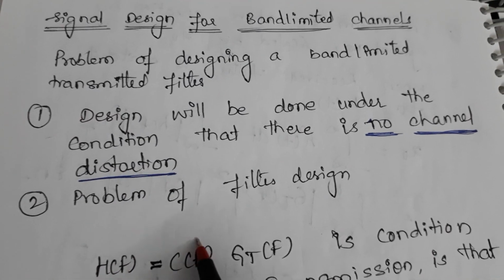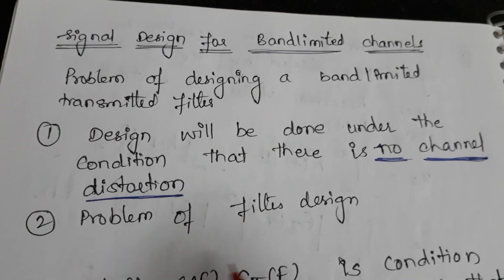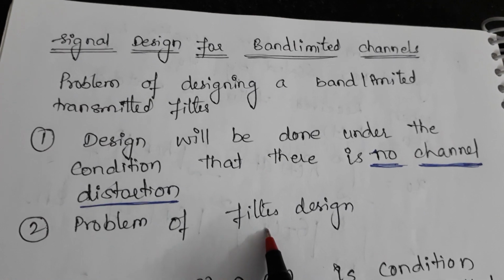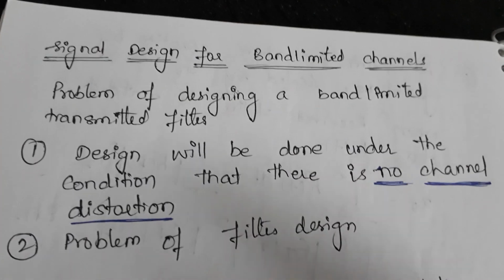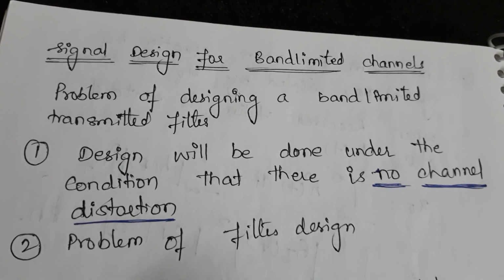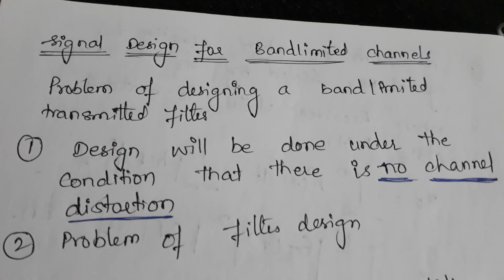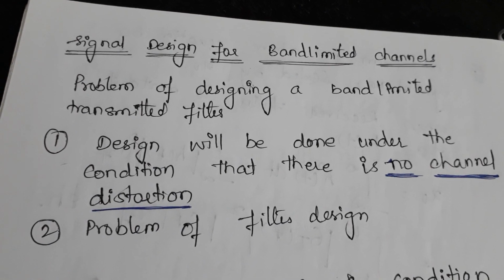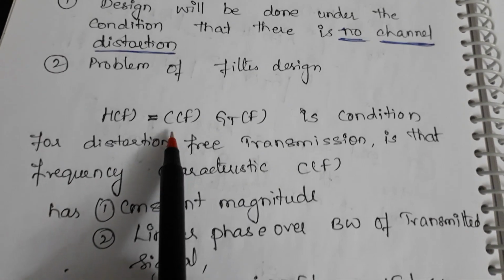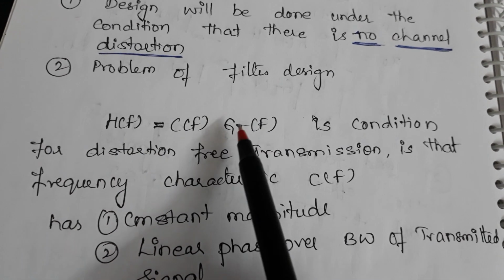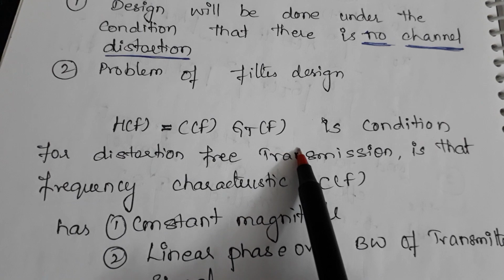Second is the problem of the filter design. The filter design itself is a problem. If I design for 1 kilohertz, the filter bandwidth will be 2 kilohertz, right? And the response of the filter is not ideal. As a result of this, I won't get the exact filter design. Now I have H of f is nothing but C of f, GT of f. You already know this, correct?